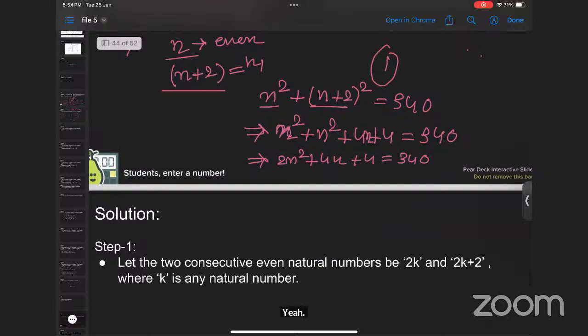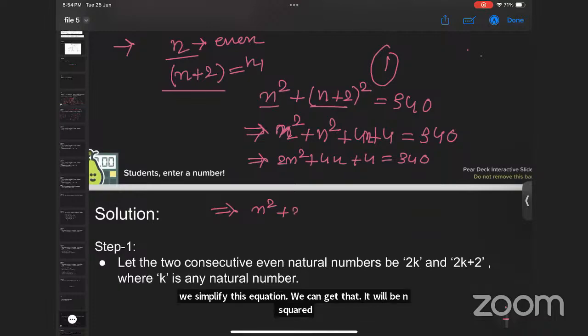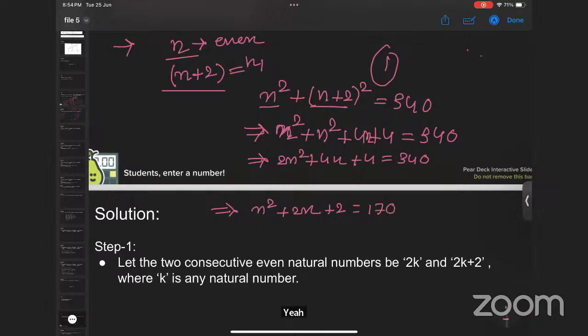So if we simplify this equation, we get n squared plus 2n minus 168 equals 0. Let's do it step by step.